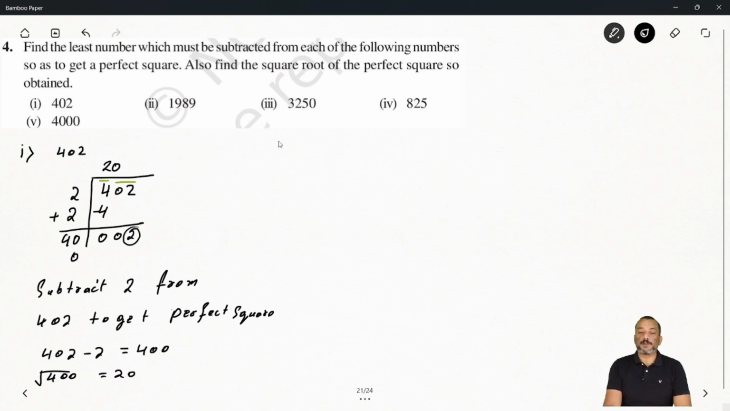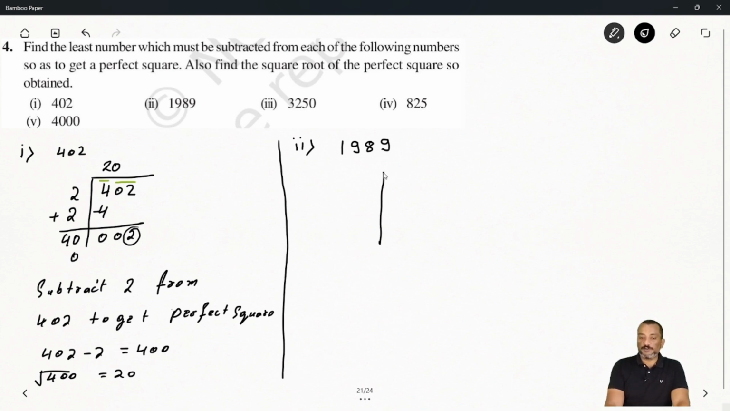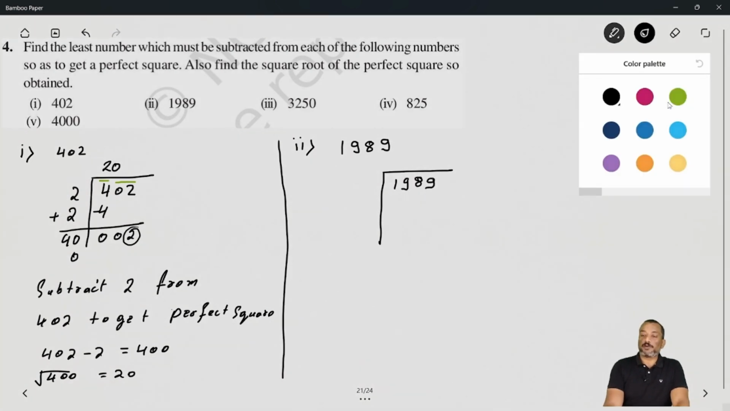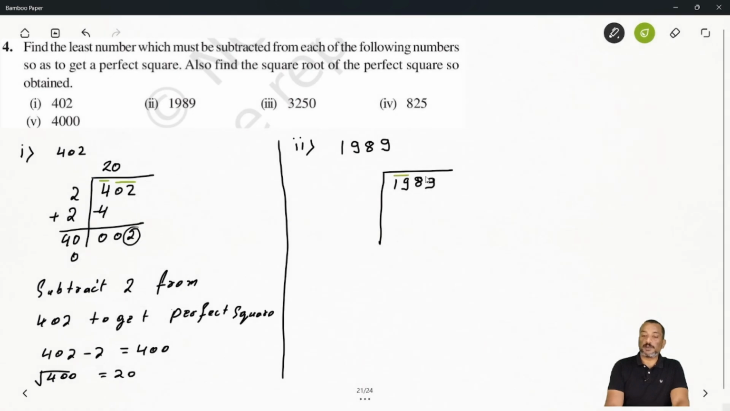Okay, hope it's clear. Now let's solve one more question. So let's go with question number 2. Here it is given 1989. Now here it is asking which number we will subtract to get a perfect square. Same way we can take the long division method. So 1989, we will take pairs of the number. So these two are in a pair.